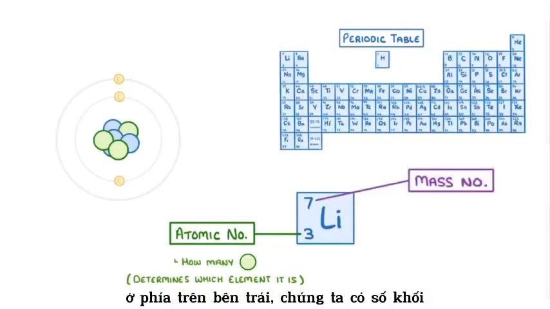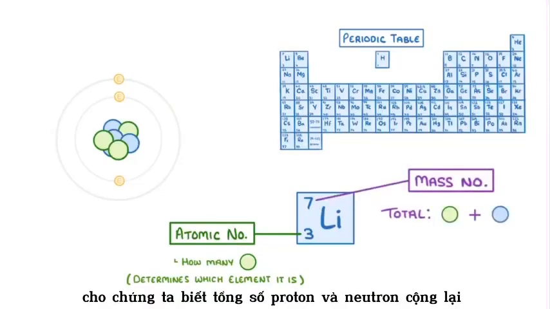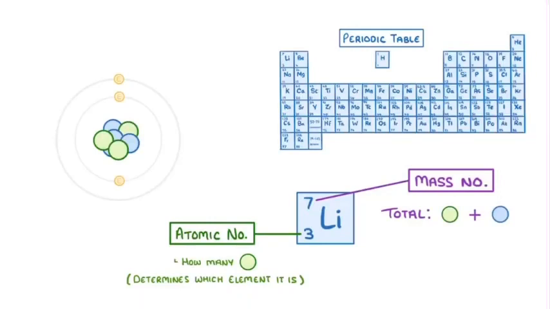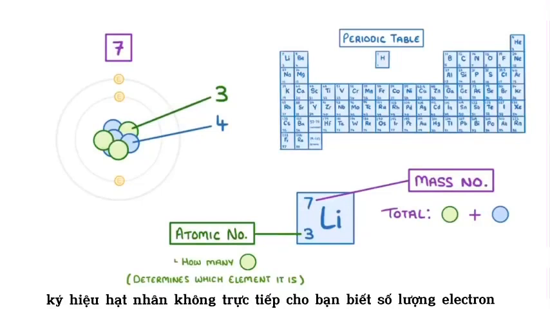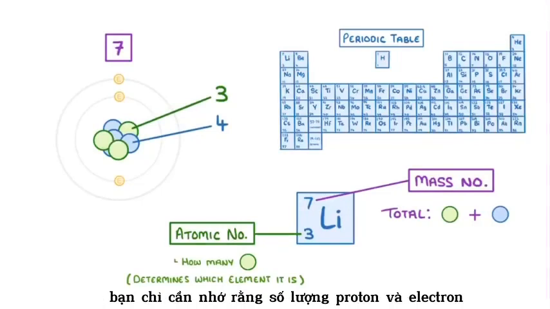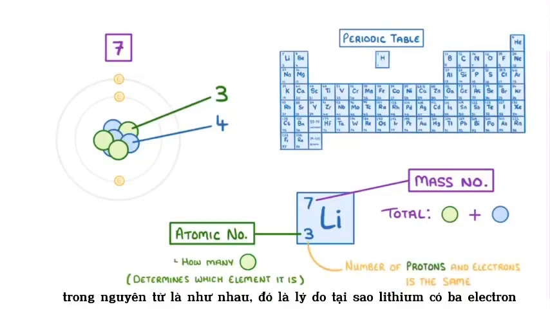In the top left, we have the mass number, which tells us the total number of protons and neutrons together. So lithium is 7 because it has 3 protons and 4 neutrons, which together makes 7. Now the nuclear symbol doesn't directly tell you the number of electrons. You just have to remember that the number of protons and electrons in an atom is the same, which is why lithium has 3 electrons.